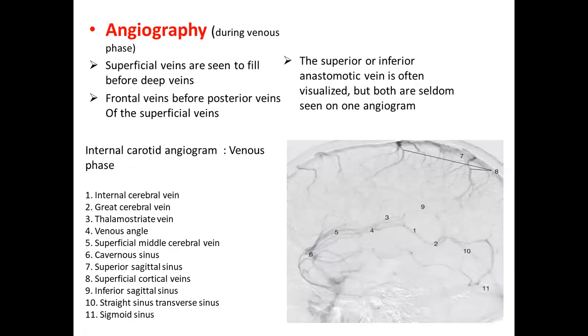Angiography during venous phase. Superficial veins will fill before the deep veins, and the frontal veins before the posterior veins of the superficial group. Superior and inferior anastomotic veins are often visualized, but seldom seen on one angiogram. In this picture, internal carotid angiogram showing superior sagittal sinus, cortical veins. Here, internal cerebral vein, great cerebral vein of Galen, straight and transverse sinus, sigmoid sinus. Here, the inferior sagittal sinus, and here the superficial middle cerebral vein which will end in the cavernous sinus.